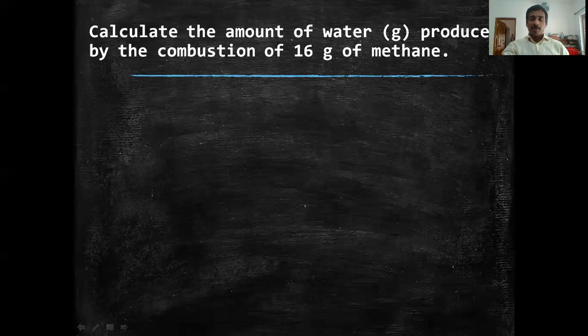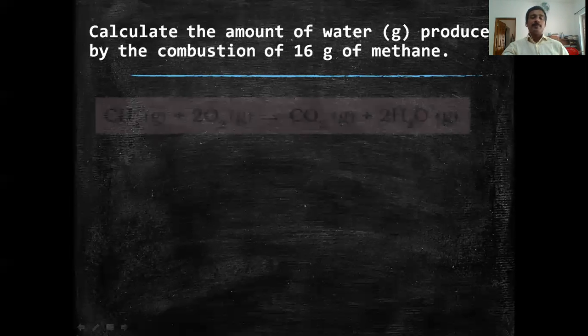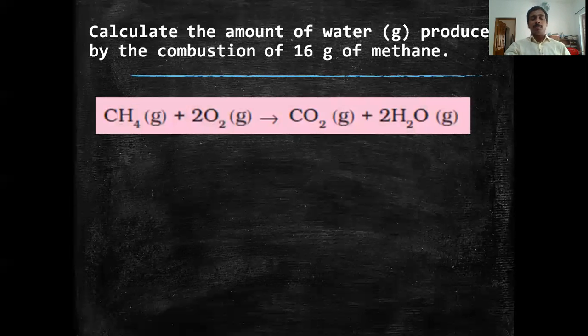Now, problems based on stoichiometry or stoichiometric calculation. Calculate the amount of water produced by the combustion of 16 grams of methane. To solve such problems, first we have to write the chemical equation and balance it. You are familiar with this equation, the previous equation, combustion of methane in oxygen. It is the equation CH4 plus 2O2 gives CO2 plus 2H2O. Is it balanced? Yes, it is balanced.